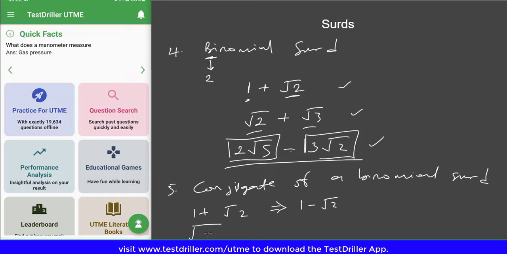So what do you think this will become? Root 2 plus root 3. If you want to get the conjugate surd of this, it becomes root 2 minus root 3. So this gives you the conjugate surd.